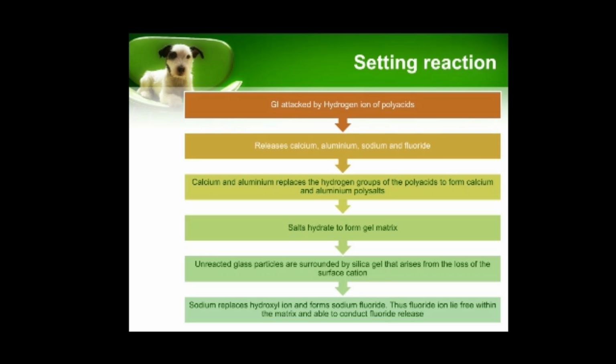So the setting reaction of the glass ionomer cement: when powder and liquid are mixed, the glass ionomer will get attacked by the hydrogen ions of the polyacid from the liquid. When it is attacked, it will release calcium, aluminum, sodium and fluoride from the glass particles. This calcium and aluminum will replace the hydrogen groups of the polyacid and form calcium and aluminum polysalts. These salts will hydrate to form a gel matrix, but the unreacted glass particles will be there.